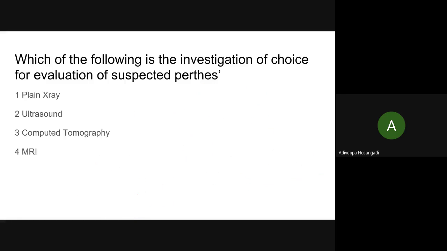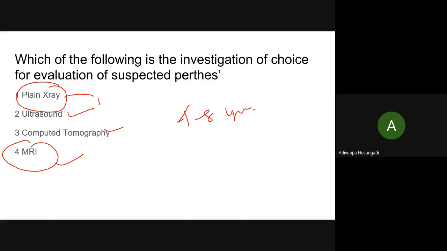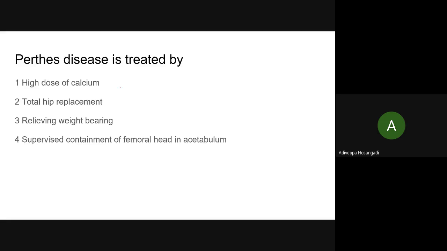Okay. So here a child between 4 to 8 years, a male child, comes with a painless limp. So what is the investigation of choice? You take an X-ray, you see it is normal. Better, instead of doing ultrasound or CT, go straight away for MRI, because X-ray looks normal in the early stage of Perthes disease. I will explain the treatment in subsequent slides.